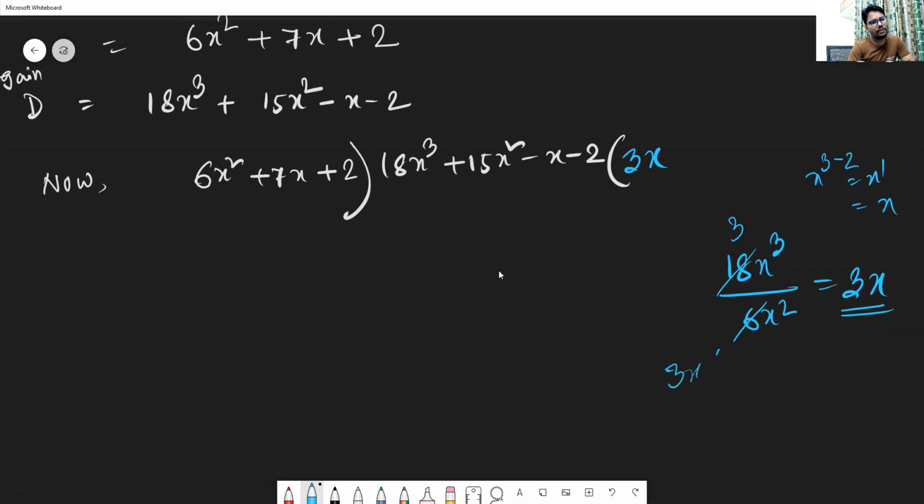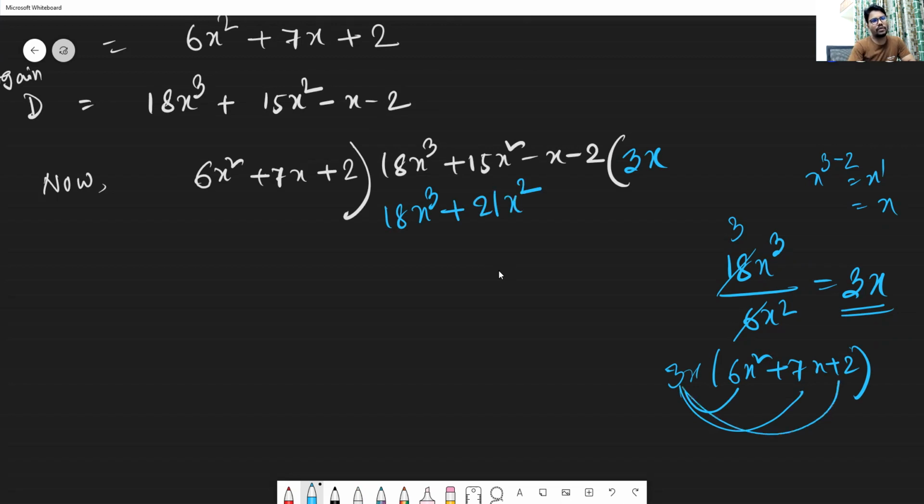Now 3x multiplied with the divisor 6x square plus 7x plus 2. This is the rough part. 3 multiplied by 6 is 18x cube, and then 3x multiplied with 7x, 3 sevens are 21x square, and 3 multiplied with 2 is plus 6x. Now multiplication is done, do the subtraction here. In subtraction, the operation signs change. Plus becomes minus, minus becomes plus.